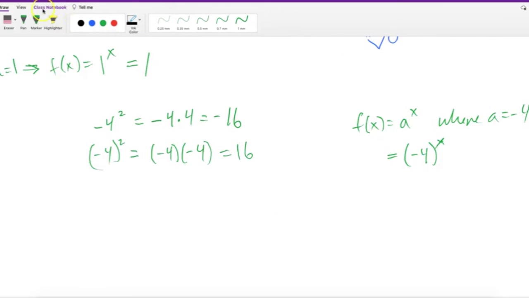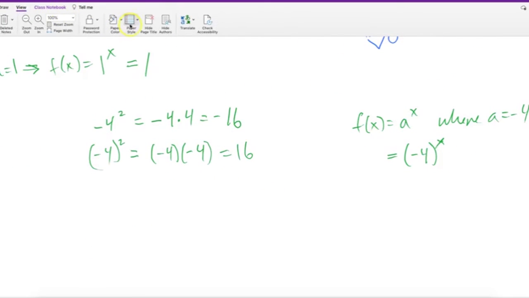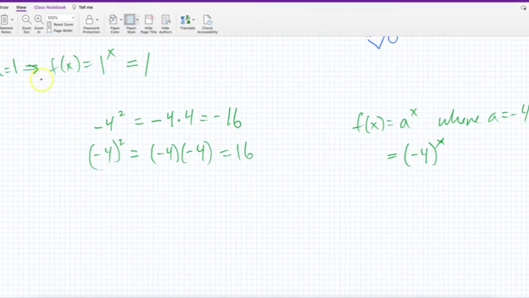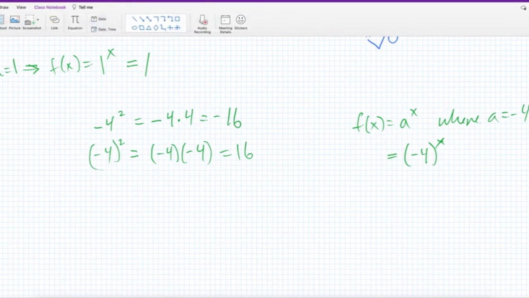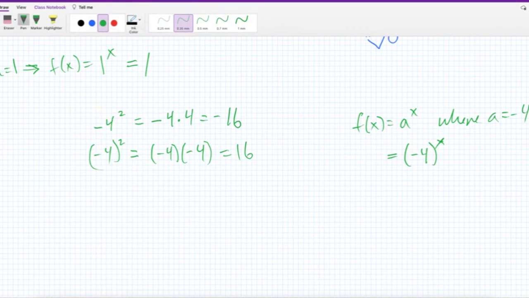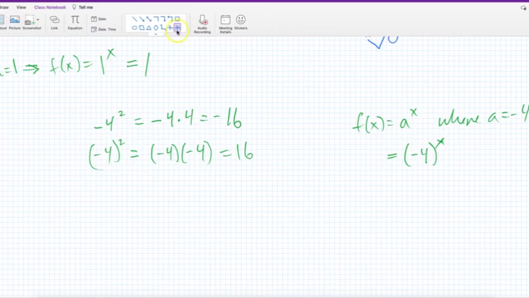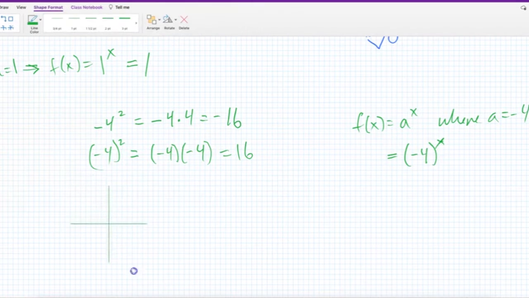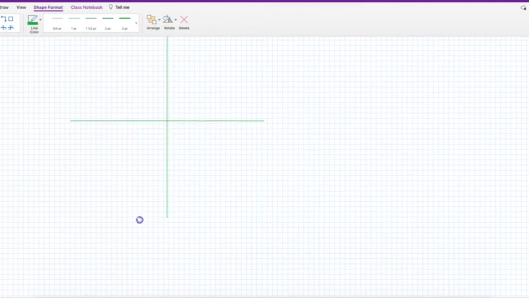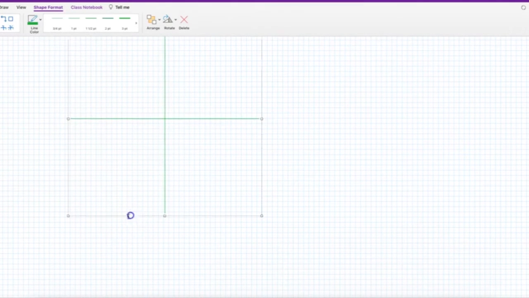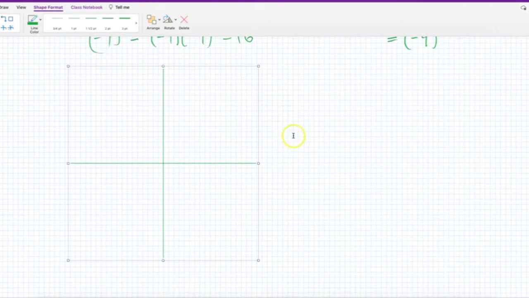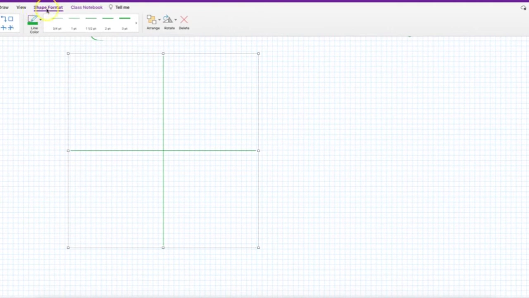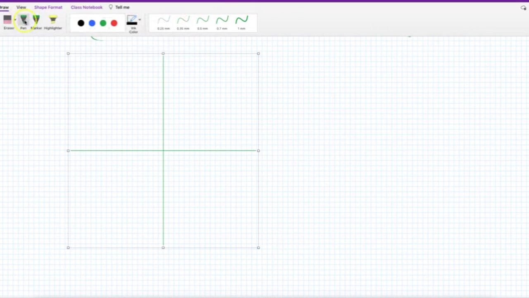So first what I'm going to do here is change to graph paper. Next thing, let's put axes in here. Okay, there we go. And then next up, let's write a function.